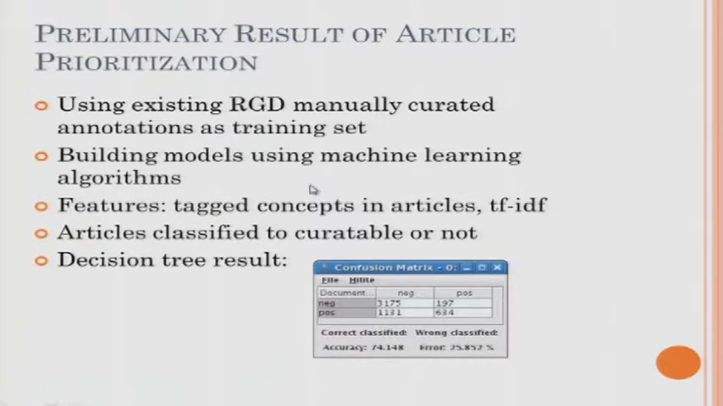This is a preliminary result. We use the data set to do some data mining. We want to find out how curators make decisions, what papers are curatable or not. So we use the current annotations as well as queries to construct a training set. This is the result of using a binary decision tree.